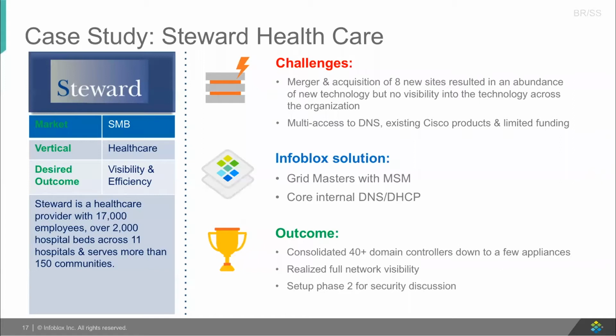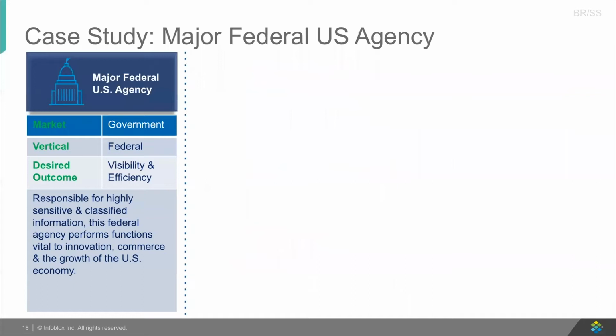So with the Infoblox solution, to give them the Microsoft management function and even some core DNS and DHCP services, they're really able to consolidate a lot of that infrastructure and bring it down from 40-plus domain controllers to just a few appliances, provide that centralized services, all the visibility, and that really puts them in place to be able to start layering security on top of that. Yeah, a great story.